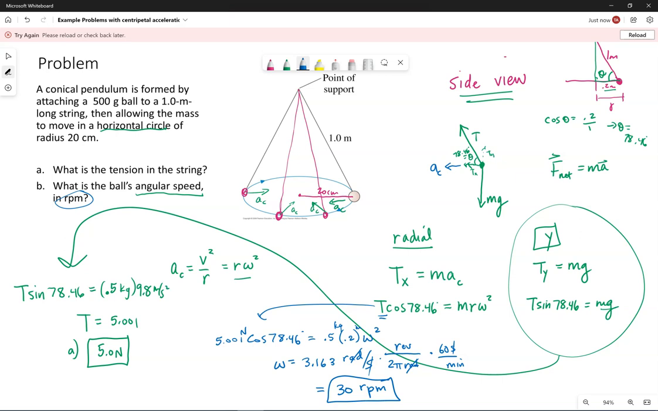So the approach is very similar to what we've been doing this whole section. This new part is the centripetal acceleration. So remember, whenever there is a change in direction, the object is going through some sort of circular path, and we need to account for the centripetal acceleration pointing towards the center of the circle.